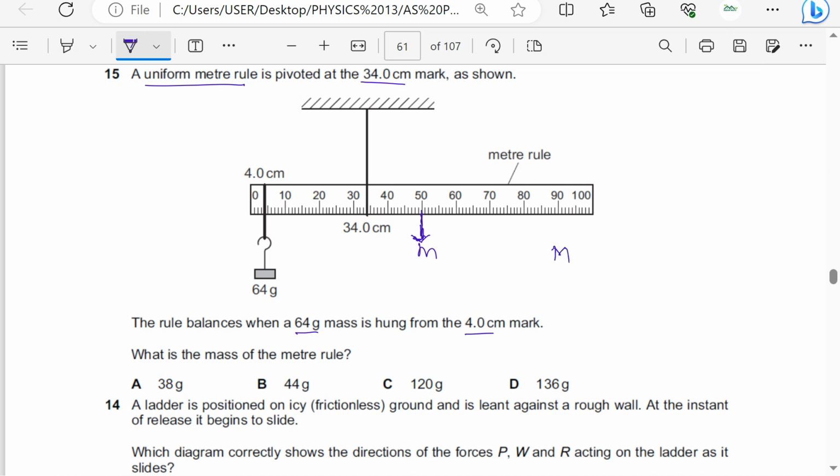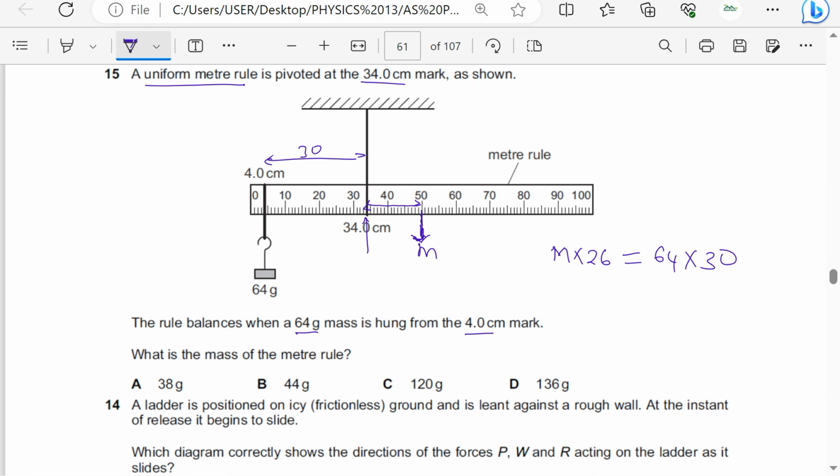So M times the perpendicular distance from 34 centimeters. That distance is 50 minus 34, which I think is 26. So that is 26 centimeters. Should be equal to, I'm taking moments about the support, about this point here. So this should be equal to 64 grams times perpendicular distance. This is at 4 centimeters. So from 4 to 34, the difference is 30. So the distance is 30 centimeters.